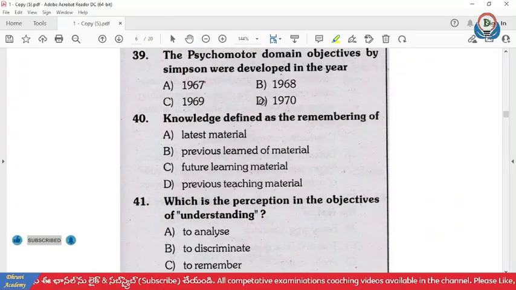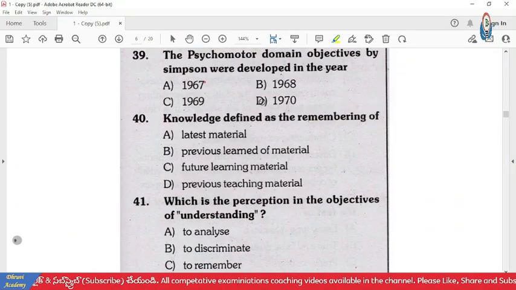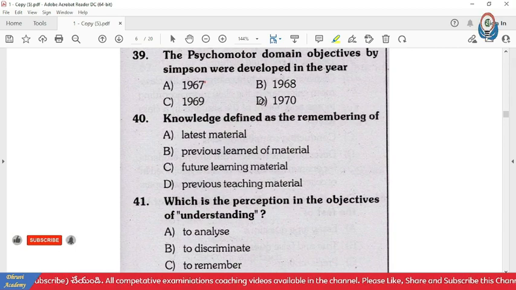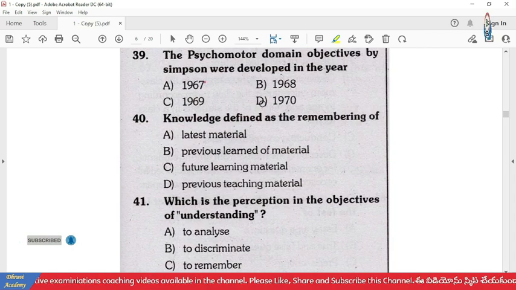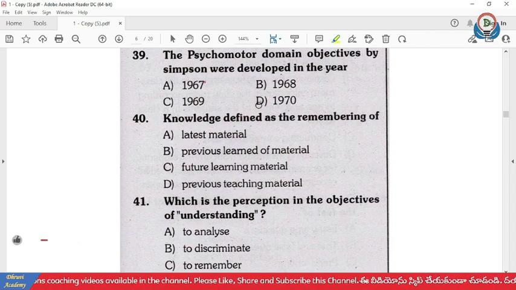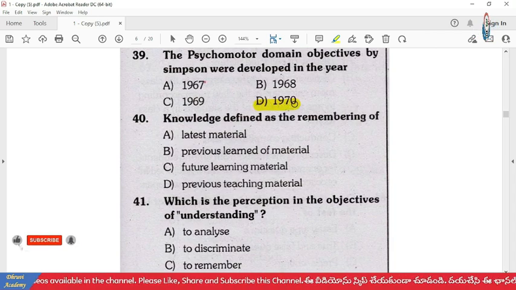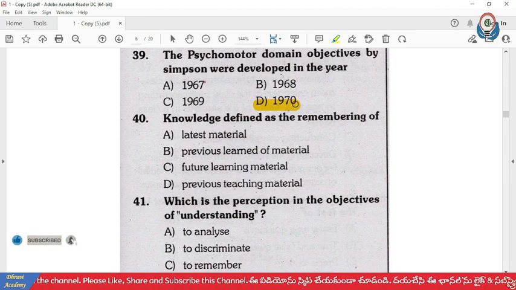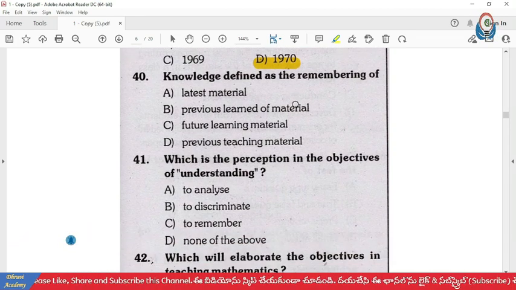The psychomotor domain objectives by Simpson were developed in the year: A 1967, B 1968, C 1969, D 1970. Which is the right answer? The answer is D, it's 1970. He developed the psychomotor domain objectives.